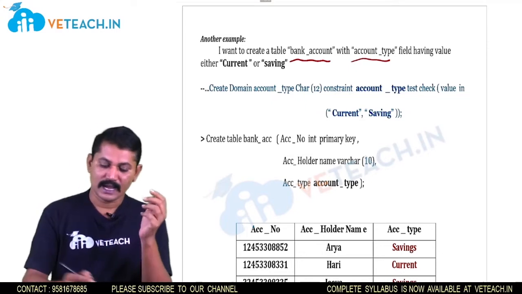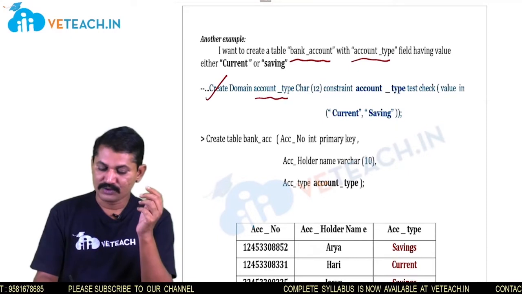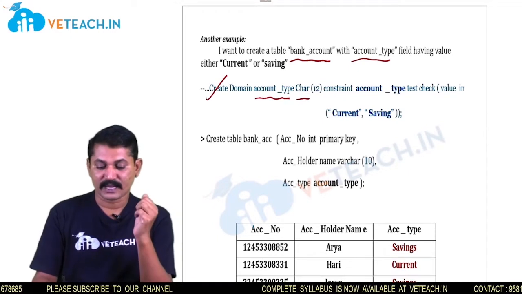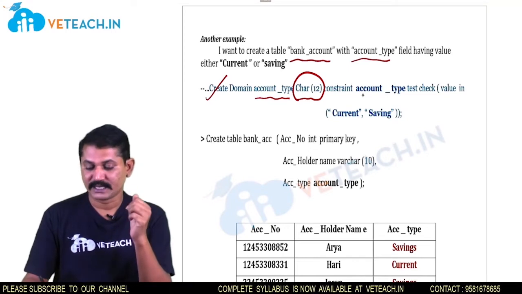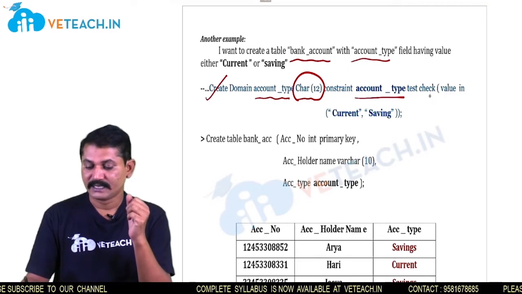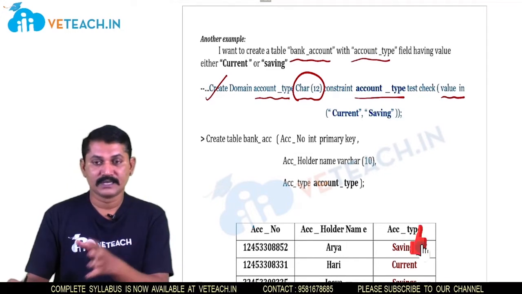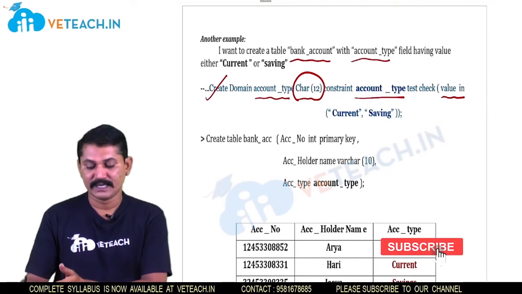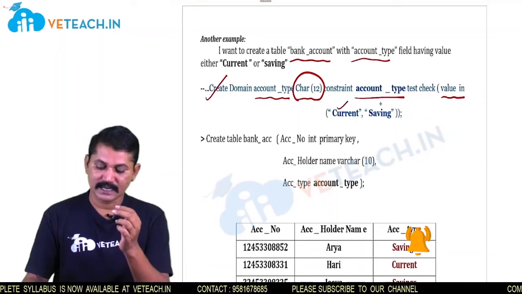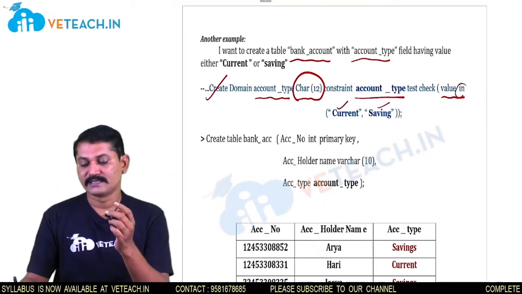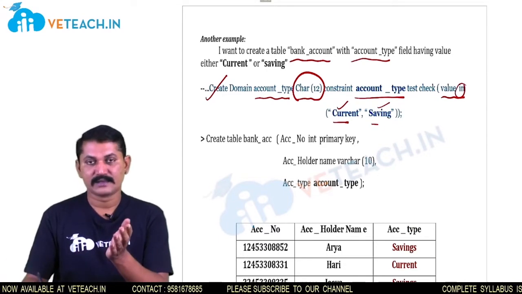For that, I am going to define the domain as create domain account type, which is of type, that means data type character, and the constraint I am checking is account type test, check the value in. Why I am keeping the word as in means it must be either among the two, that is current or savings. That's why I placed it as value in current or savings.